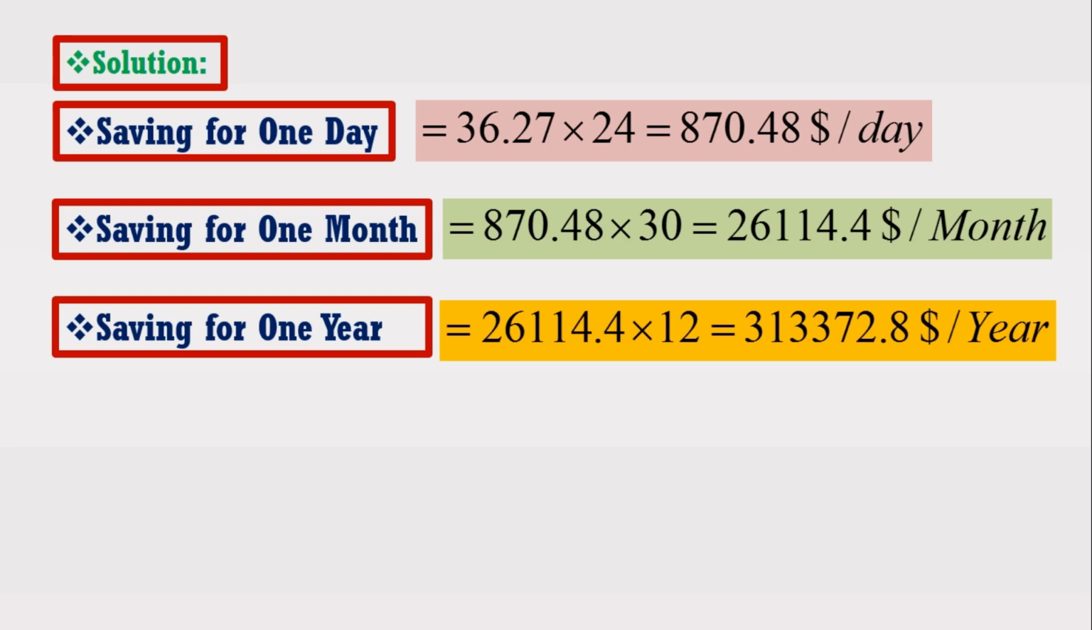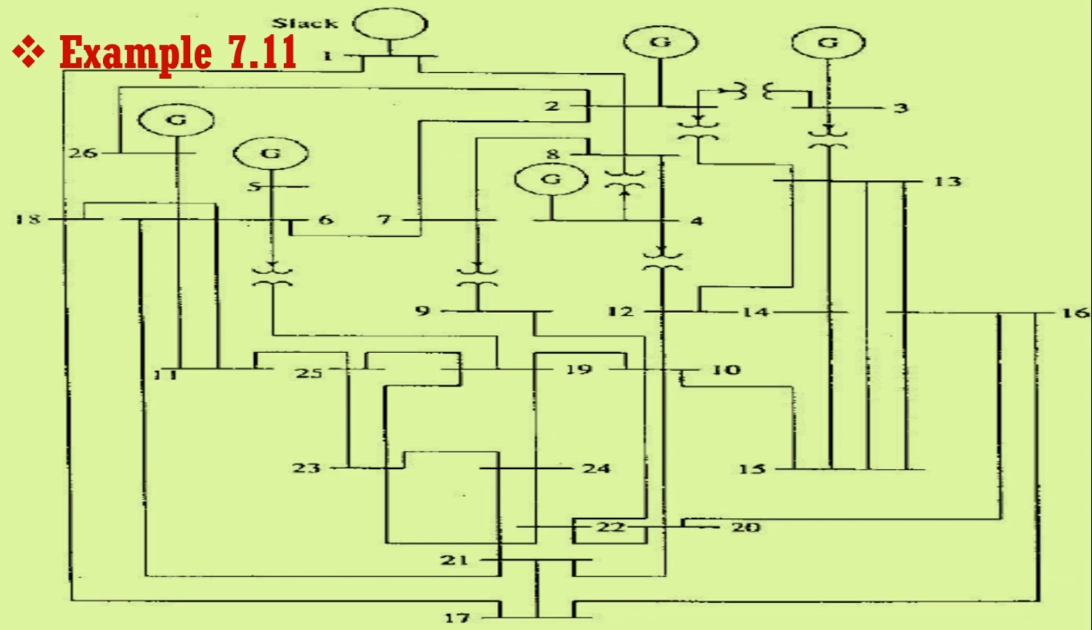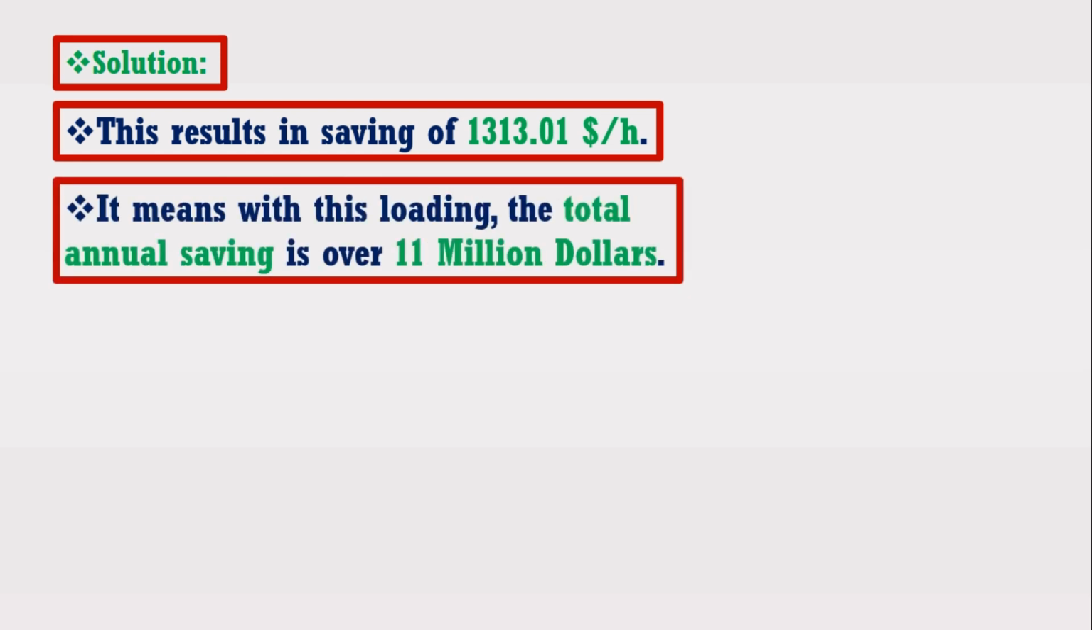To elaborate it further, Hadi Sadat has given another example, namely 7.11, consisting of 26 bus power system. The optimal power flow solution of this system has resulted in saving of $1,313.01 per hour. It means that with this loading, the total annual saving is over $11 million. It means that saving in dollars is dependent upon the size of the power system. Therefore, it is necessary to perform the economic load dispatch and optimal power flow in order to make it economical.